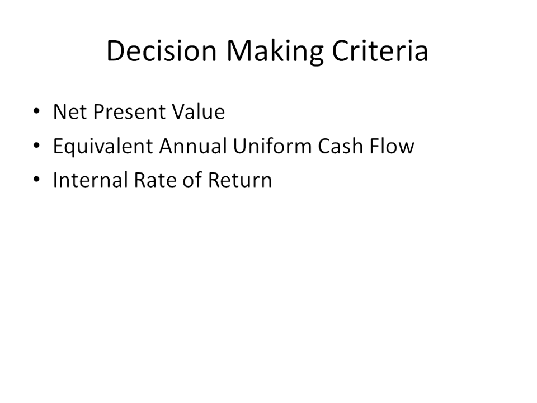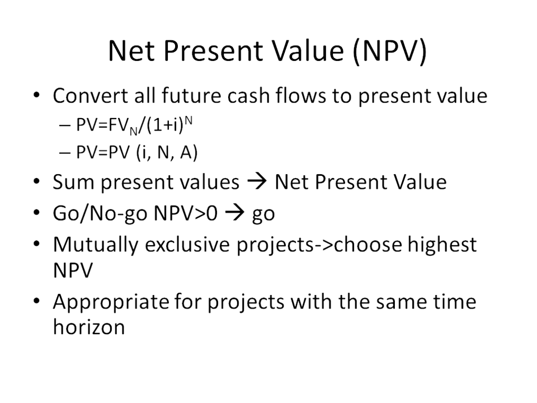The 3 decision-making criteria that I'll discuss in this lecture are net present value, equivalent annual uniform cash flow, and internal rate of return. Net present value is often abbreviated NPV, and in this we use the concept of equivalence, the idea that we equally value a cash flow in the future and the discounted present value of that cash flow. So we convert all the cash flows to present value.